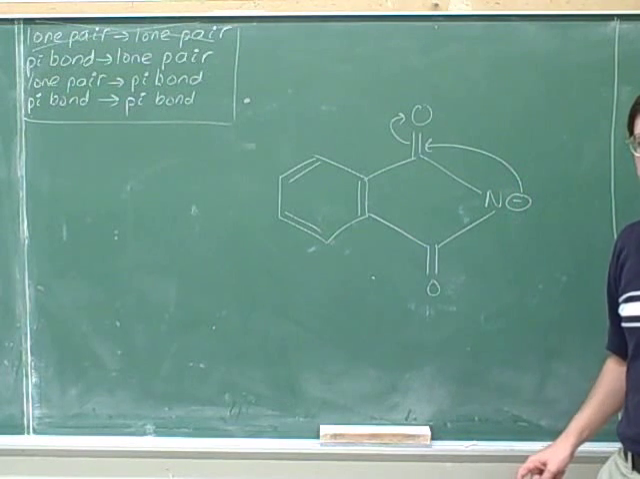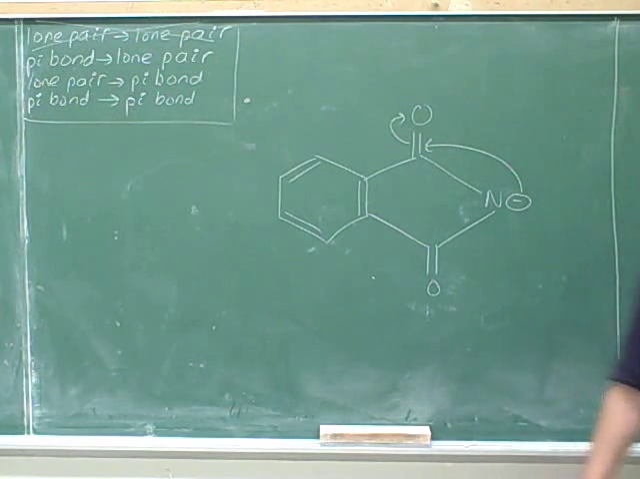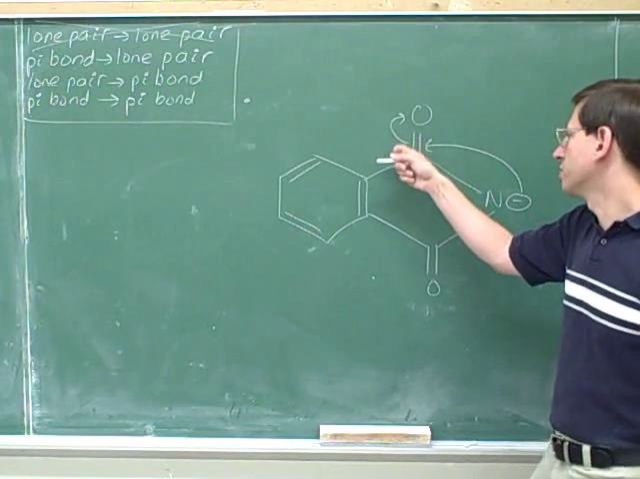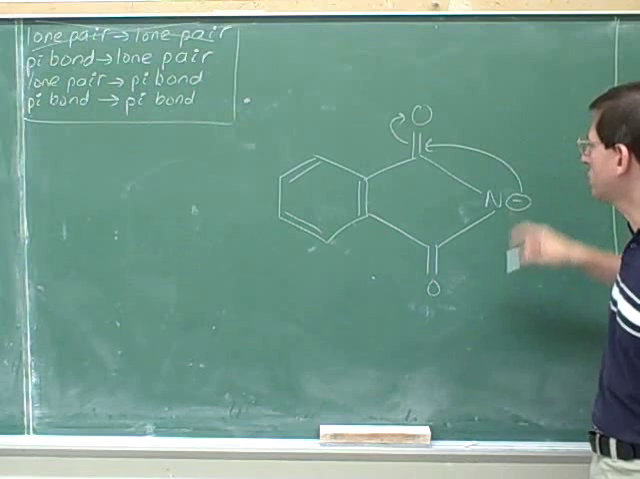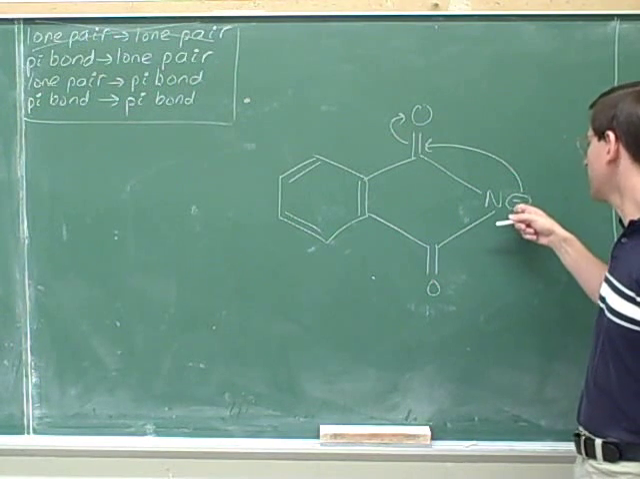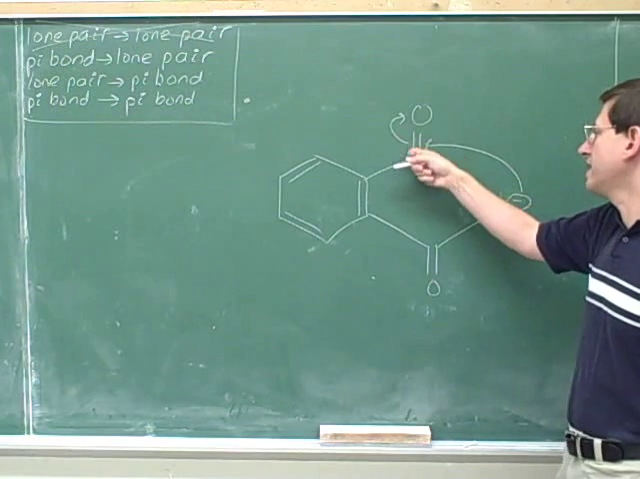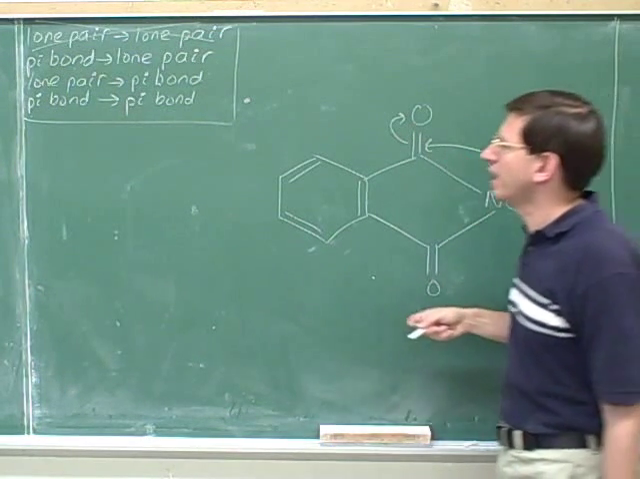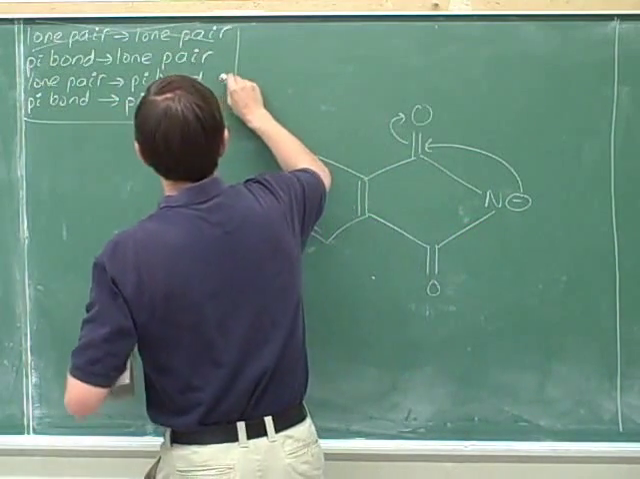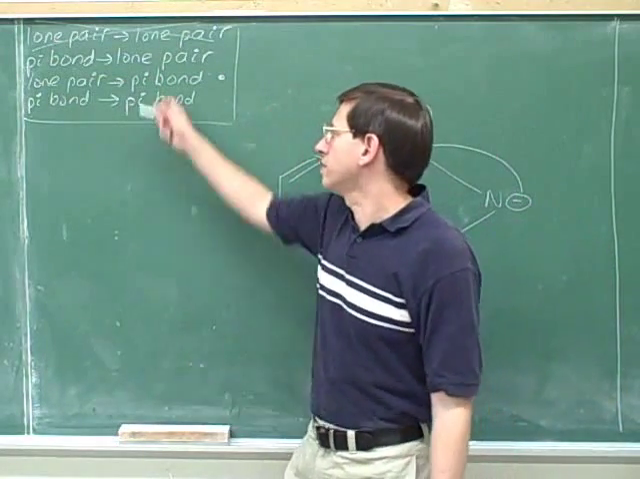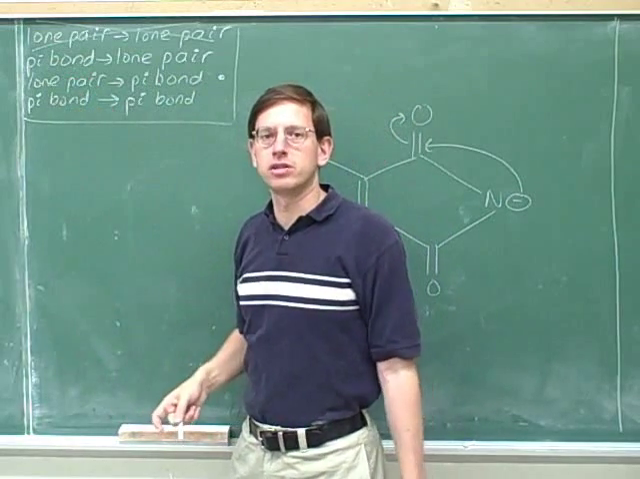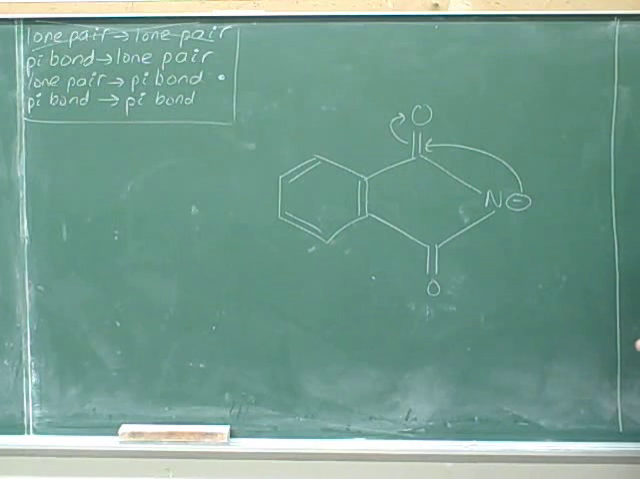Check these arrows to make sure that they're each satisfying the as close as possible principle. This arrow up here is fine. We're taking a pi bond and making it into a lone pair that's as close as possible to the original pi bond. But what about this lower arrow? What type of arrow is this? Well, the tail is on a negative charge. That means we're moving a lone pair, and the head here is pointing at a bond, so we're taking a lone pair and making a pi bond. So now we're focusing on the lone pair to pi bond transition. So what do we have to check? We have to check whether the new pi bond is as close as possible to the original lone pair.